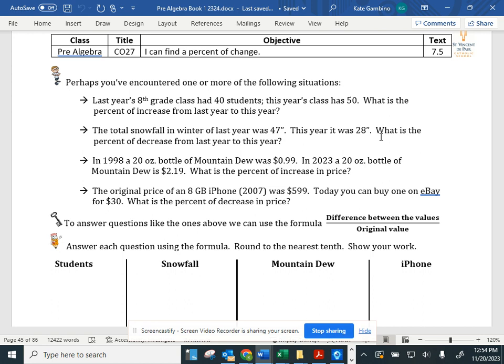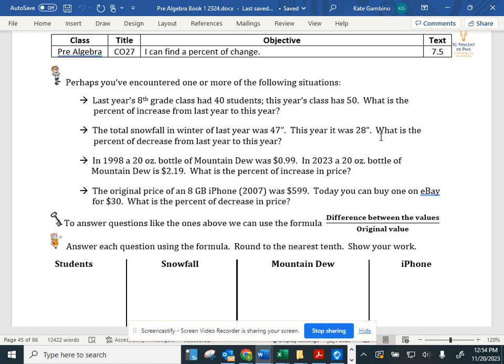Or maybe the total snowfall in winter last year was 47 inches. This year it was only 28 inches. What is the percent of decrease from last year to this year? How about a bottle of Mountain Dew in 1998 was only 99 cents. In 2023, that same bottle of Mountain Dew now costs $2.19. What is the percent of increase in price?